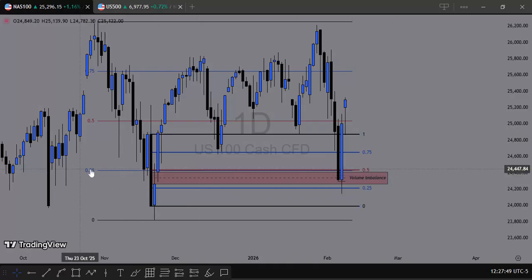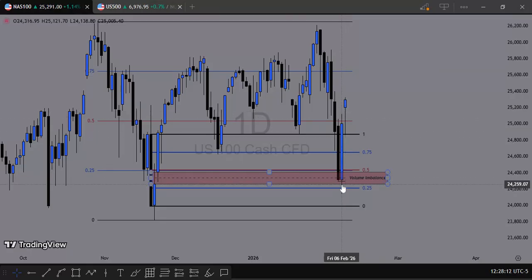Look at how the 25% dealing range level of this dealing range, from this high to this low, aligns perfectly with the 50% level of this dealing range of this order block. When you see dealing range levels aligning, that is how you know that is a strong area. And look at how the reaction is from this level over here.